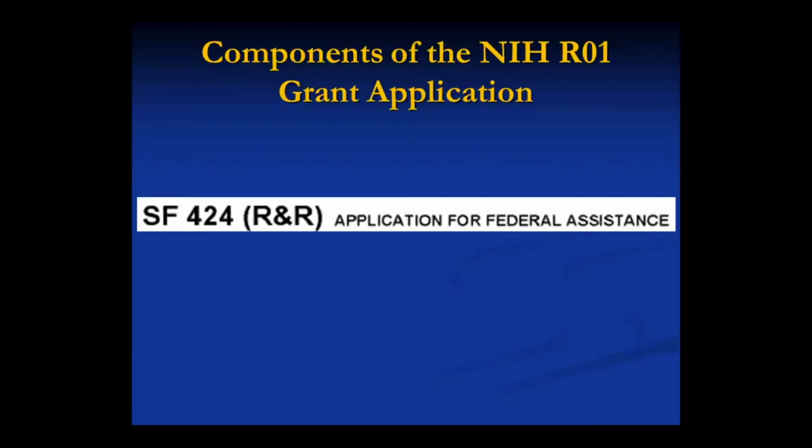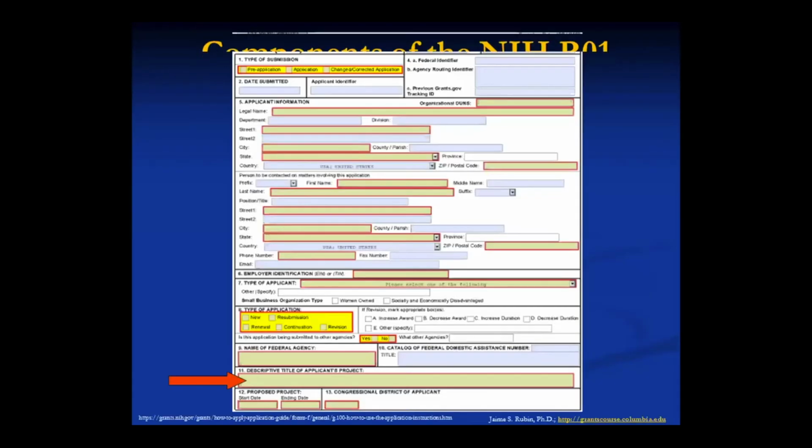So let's just go through the application page by page. This is the cover page, and I'm sure you will all work with your department or institute or center's research administration to help fill out these kinds of institutional fields. But I just wanted to highlight number 11 down there, which is the title, and to really think carefully about what the title of the grant is.